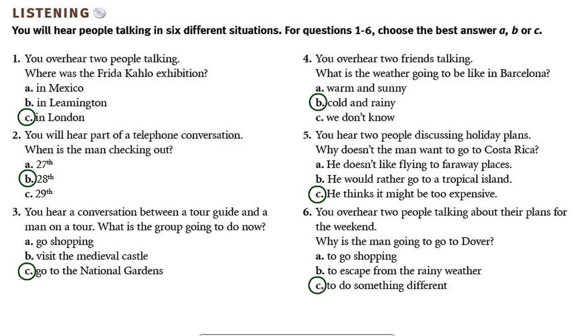5. You hear 2 people discussing holiday plans. Why doesn't the man want to go to Costa Rica? A. He doesn't like flying to faraway places. B. He would rather go to a tropical island. C. He thinks it might be too expensive.